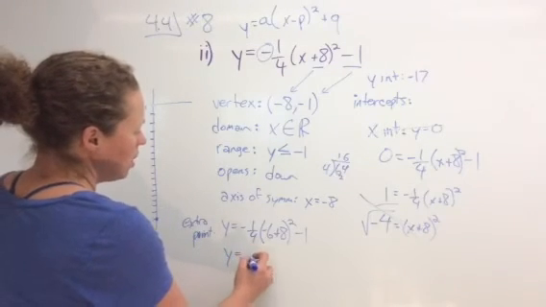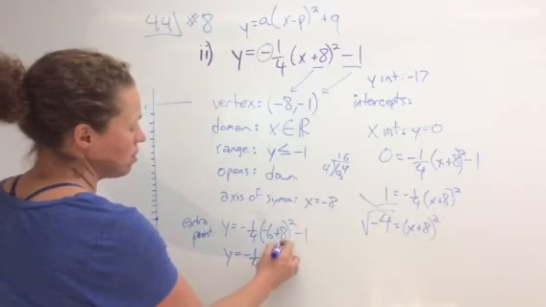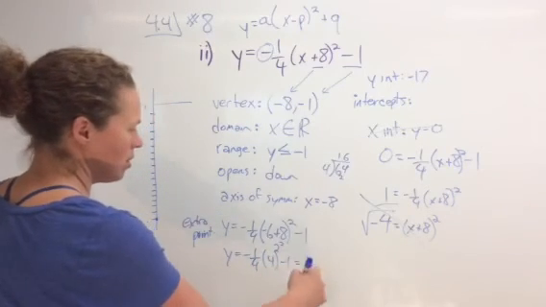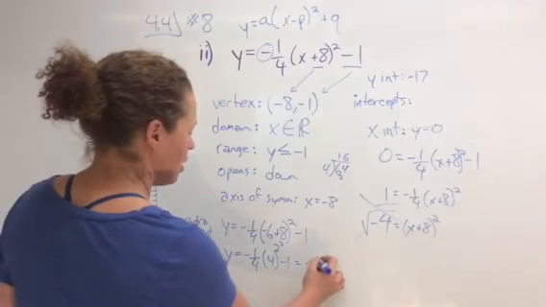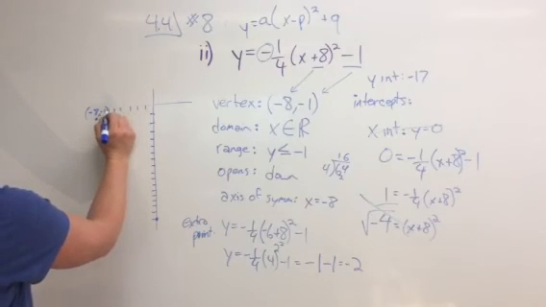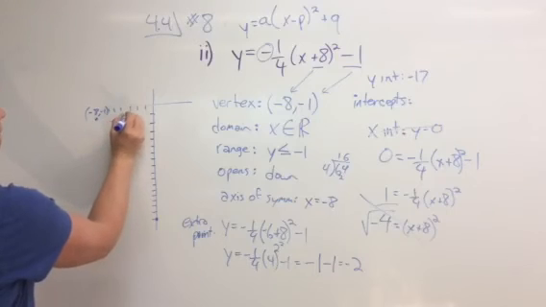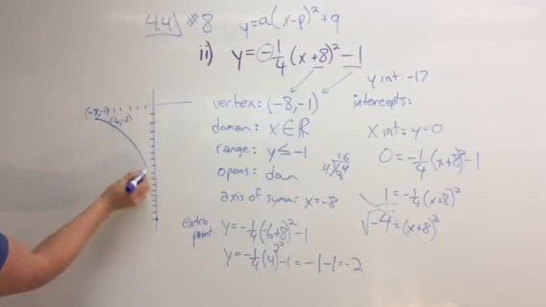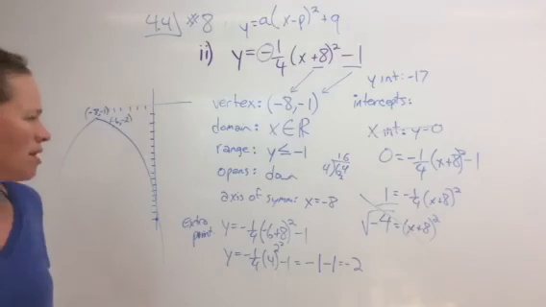So -1/4 times (-6 plus 8) squared: 2 squared is 4, so times 4 minus 1. I'm just going to keep going this way. -1/4 times 4 is just -1, minus 1 gives me -2. So I should have the point of -6 and -2 here, which will just give me that nice shape to the graph that I want as it goes down, and it's going to be mirrored on this side. So it's a sketch of the graph.